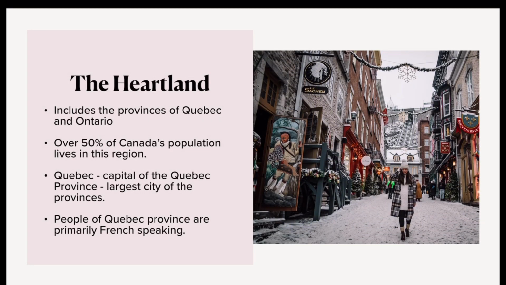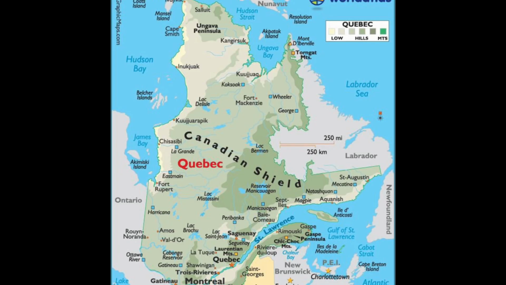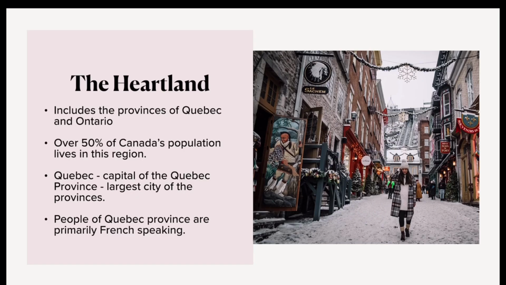As you move further inland from the eastern provinces, you'll find the provinces of Quebec and Ontario. These provinces are known as the Heartland. More than half of all Canadians live in these two provinces. The provincial capital of Quebec is also called Quebec or Quebec City. The city's older section has narrow streets, stone walls, and French-style architecture.